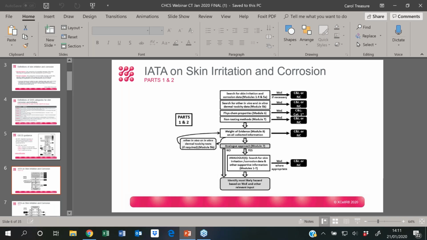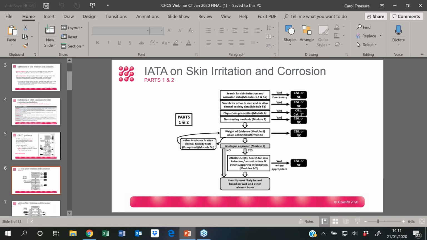So I've just zoomed in here on parts 1 and 2, and it just describes in a little bit more detail the steps that are required to analyse existing data. So the type of data we'd be looking at is any existing skin irritation and corrosion data, as well as any other data from other dermal toxicity methods, and along with physical chemical properties of the chemical and any other data that has arisen from any non-testing methods.